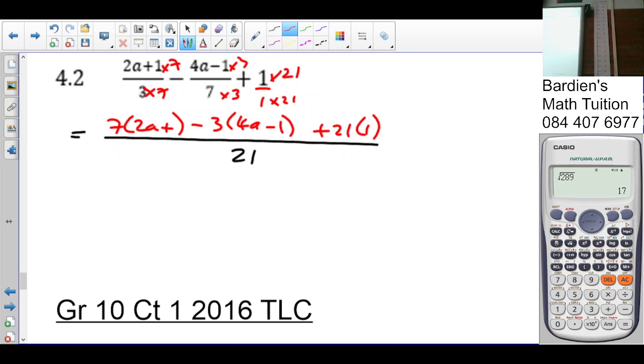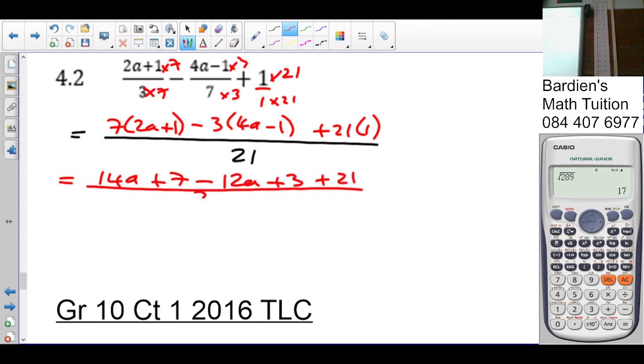Plus 21 times 1. Which gives me 14a plus 7 minus 12a, since 3 times 4 is 12, plus 3 plus 21 over 21. Don't drop this. If it was in the equation, I would have dropped it. So 14a minus 12a is 2a, plus 7 plus 3 is 10 plus 21 is 31 over 21.